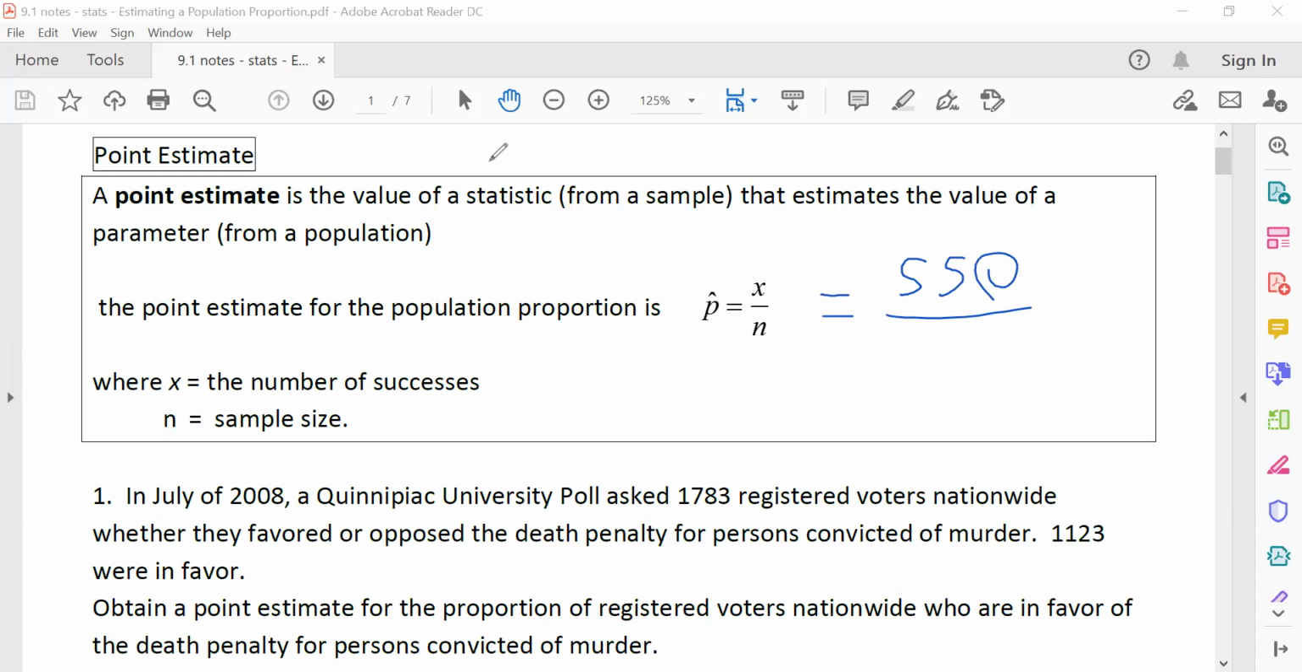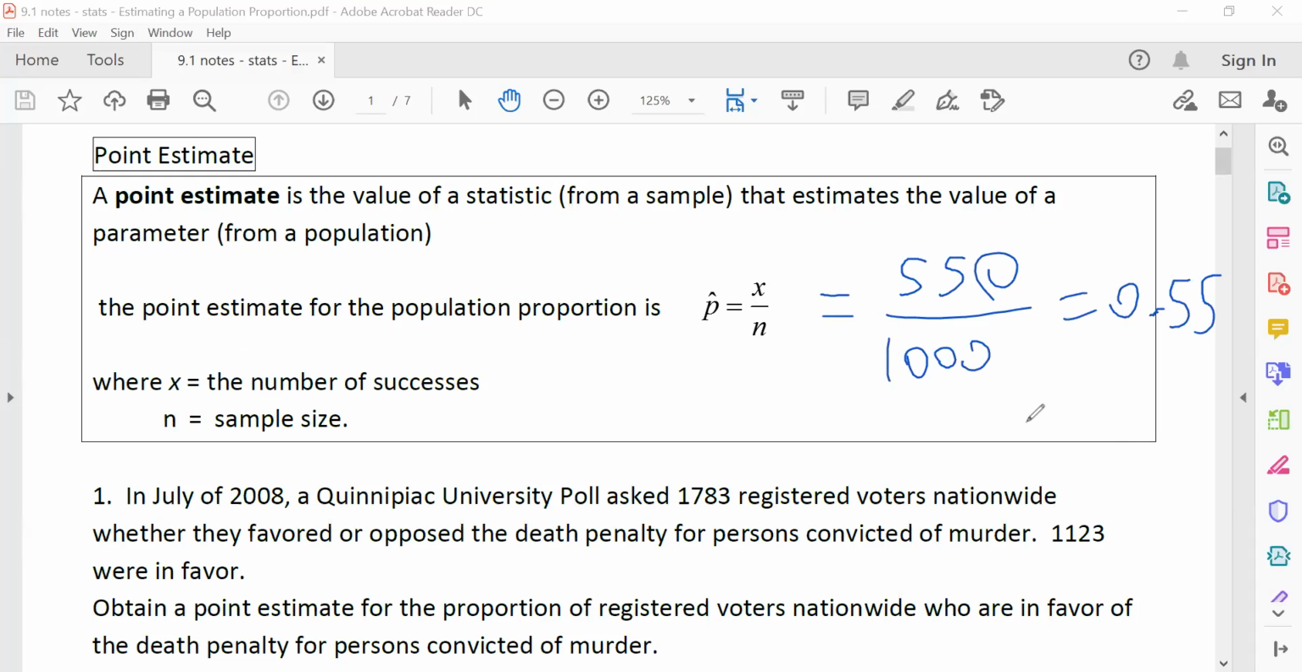If 550 people in the sample out of 1,000 people in the sample said that they were going to vote for candidate whoever, then the sample proportion is 0.55. If you do that math, it'll usually come out nastier. Usually it'll be like 553 over 1,013, which means you'll have to round your sample proportion. But that's the spirit of it.